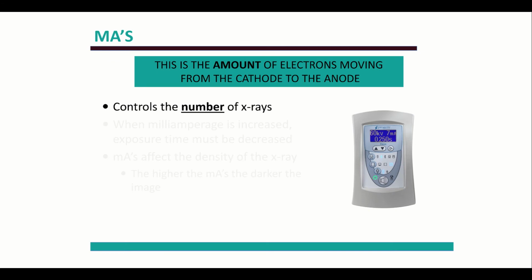On this one, I put controls the number of X-rays, which is sort of true, but it's better to say the number or amount of electrons moving from the cathode to the anode. And on your control panel, that is this right here. So notice it says 7 MAs. Again, the higher the milliamperes, the higher the number that you have this set to, the more dense the image will appear.